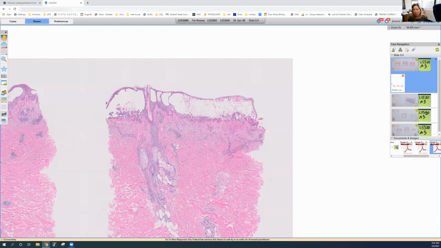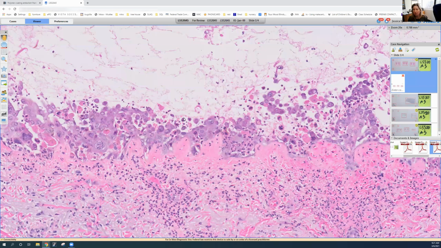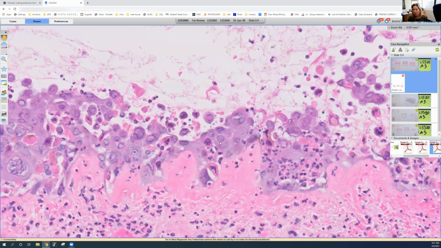You can see at low power that we've got an intraepidermal vesicle, really impressive vesiculation. We've got a little bit left of the lower half of the epidermis clinging to the dermis here. Let's go a little bit higher, and you might think this is an immunobullous disease at low power. We've got quite a bit of acantholysis, making you think, if this is an immunobullous disease, could this be pemphigus? But if you look a little bit more closely, you can see that these cells look a little funny.